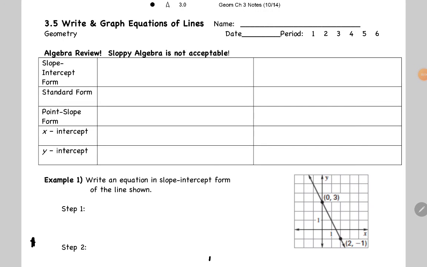We're going to look at some algebra review, and graph equations. So, hopefully you remember the slope-intercept form, that y equals mx plus b, where m is the slope and b is the y-intercept.